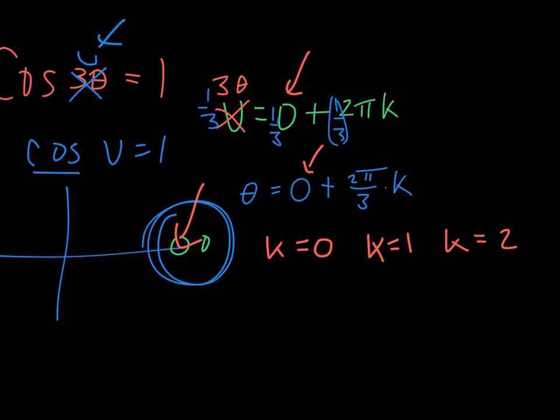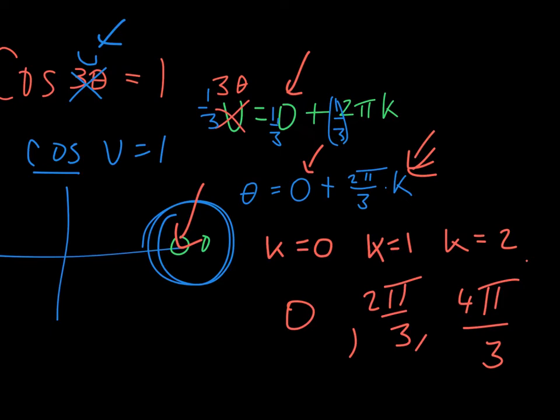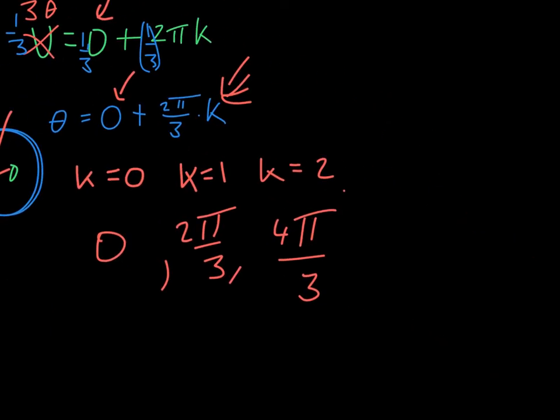If this had been tangent, tangent does have a different period, so then that could be different. But anyway, this is all about answers between 0 and 2 pi. So when I put in 0, I get 0. When I put in a 1, I get 2 pi over 3. When I put in a 2, I get 2 times 2 pi over 3, which is 4 pi over 3. Is that bigger than 2 pi? No, it's not. So we need to keep on going. K equals 3.